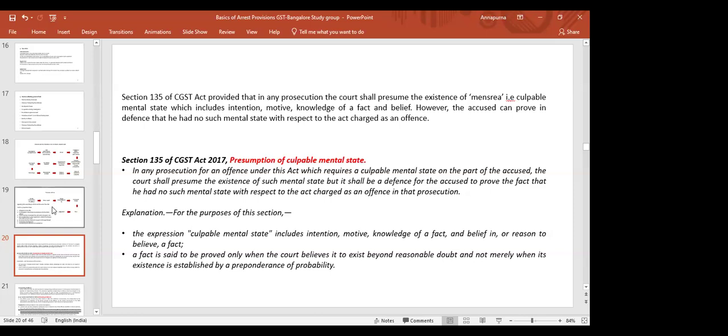See, can you show me one clause in 132 that requires intention?